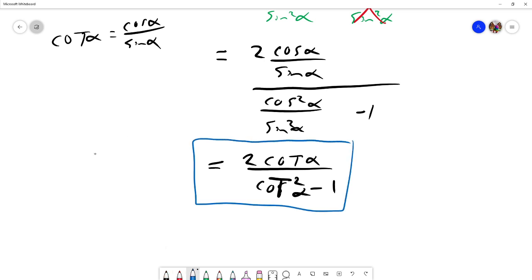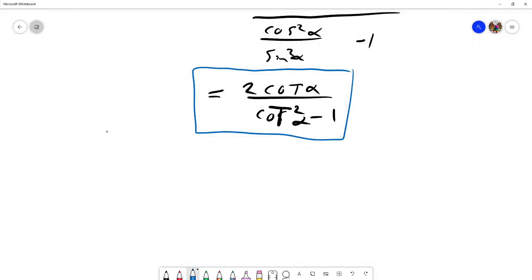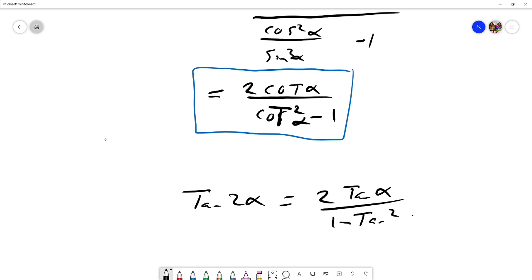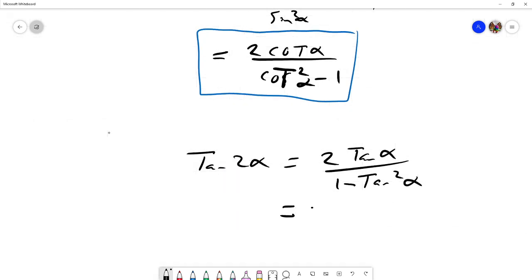So now we have two ways of thinking about tangent of 2 alpha. One in terms of tangents, and another way in terms of cotangents. So tangent of 2 alpha, we can write it as 2 tangent alpha over 1 minus tangent squared alpha. And we could also rewrite it as 2 cotangent alpha over cotangent squared alpha minus 1.